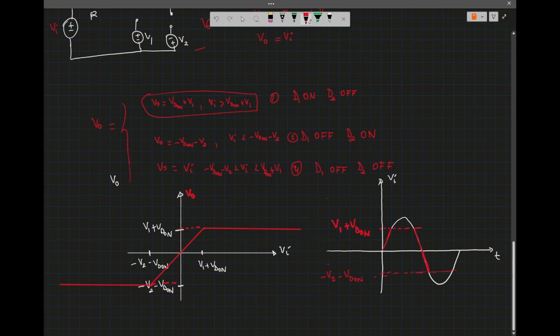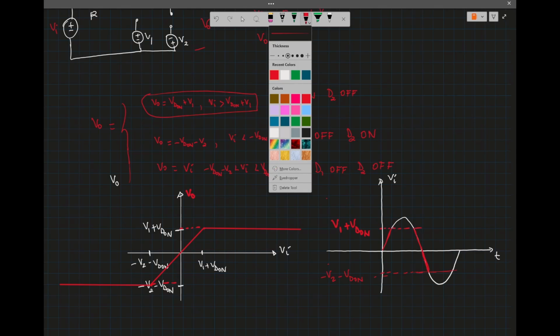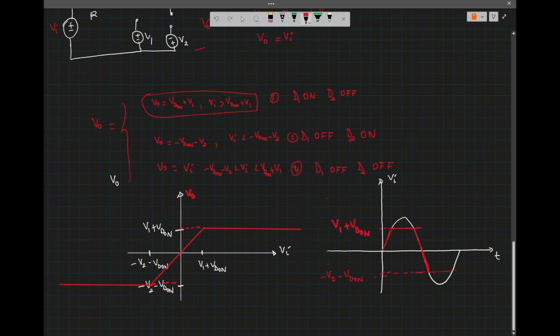Now when VI is bigger than VD1 plus V1, then it's going to clip. So we have this, and then it's going to clip. Okay, so this is a limiting circuit.